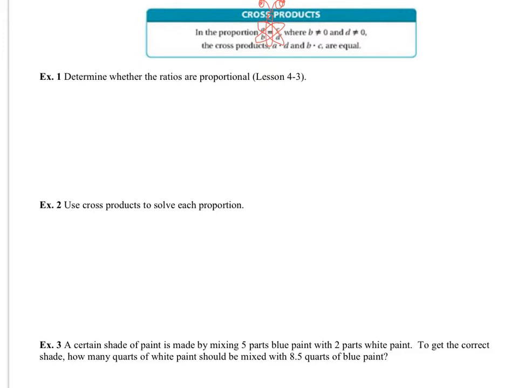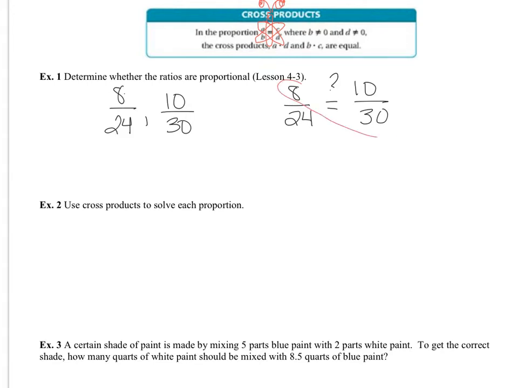In example 1, we're actually going to determine whether or not ratios are proportional. We do not know if they are. Let's look at example 1. I have 8 24ths and 10 30ths as my 2 ratios. To determine whether or not these are equal, we're going to actually set up our cross products. And since I don't know whether or not they're equal, I'm putting that question mark over the equal sign. Do my butterflies.